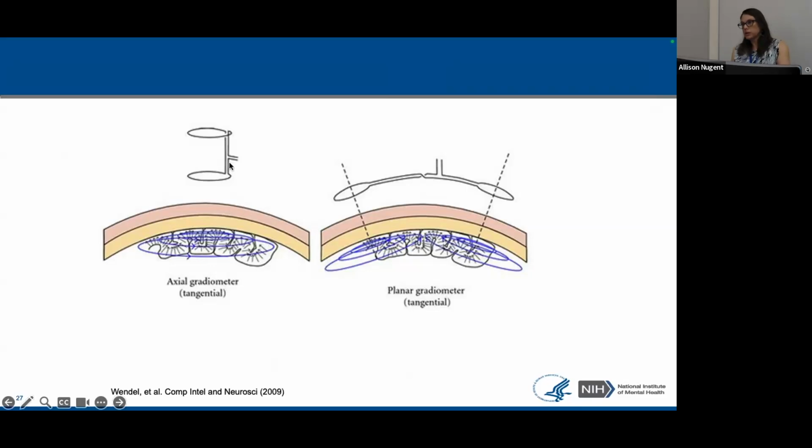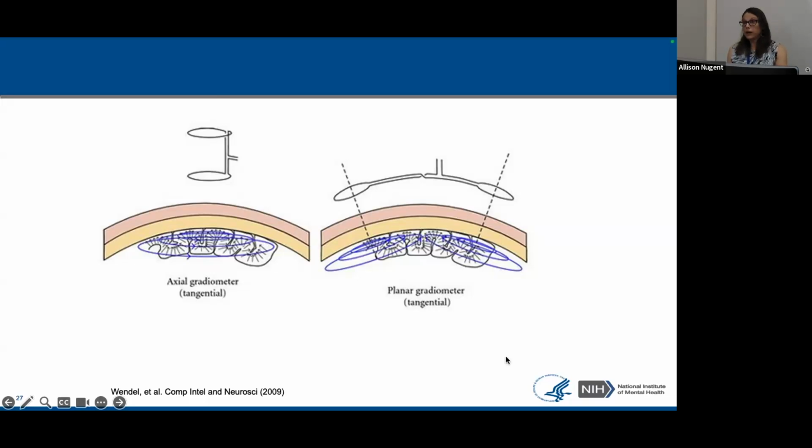So CTF, which is the system we have, uses axial gradiometers. Again, if you have a gradiometer, the signal you get is the difference between the field in the two loops. And so axial gradiometers are going to be most sensitive to the field that occurs immediately under the sensor.